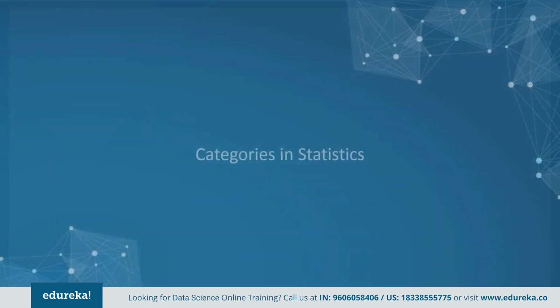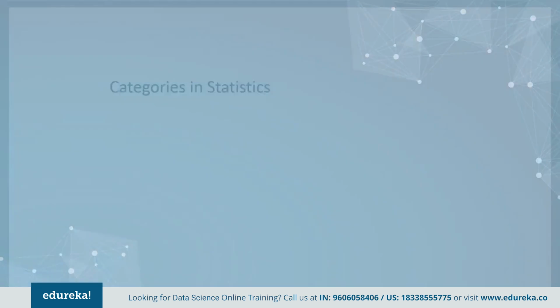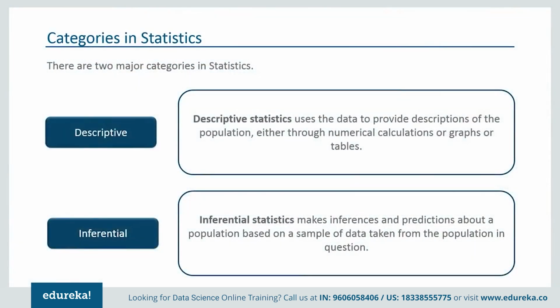So statistical analysis has two categories. You have your descriptive and inferential statistics. Descriptive statistics, as you can see, uses the data to provide descriptions of a population either through numerical calculations or graphs or tables. Inferential statistics, on the other hand, makes inferences or predictions about a population based on a sample of data taken from the population in question.